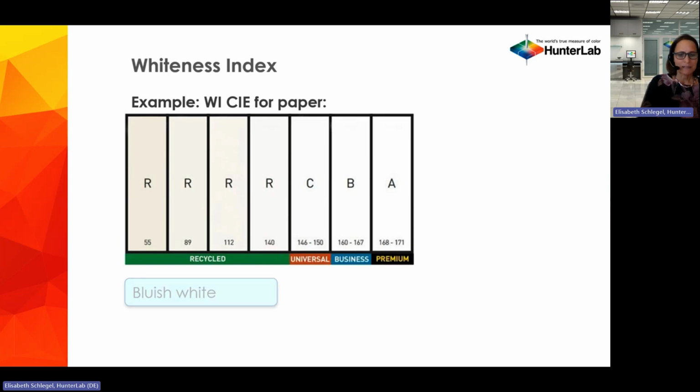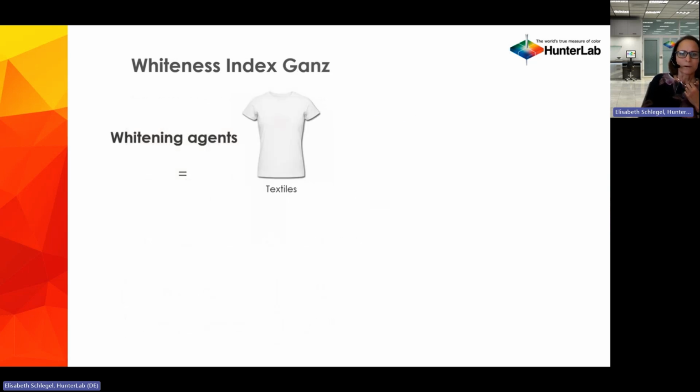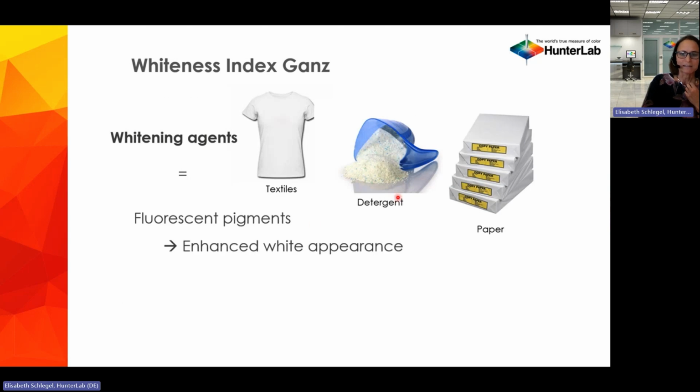That means if you have a rather bluish white, the whiteness index is high. And if the white is a little bit yellowish, you get a low whiteness index. And besides, for white colors very often whitening agents are also used, for example in textiles, detergents, and paper. They even add fluorescent pigments to enhance the white appearance.